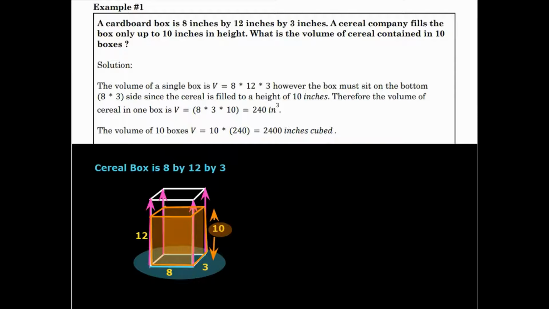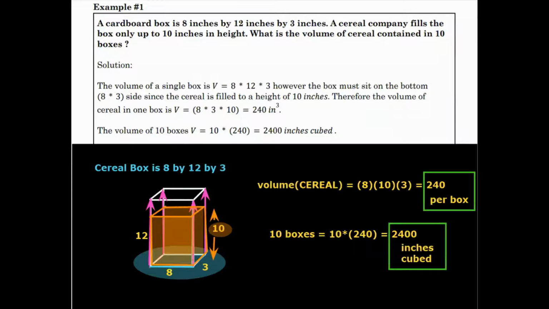They fill it up to, say, that orange line there, which is a height of 10. The rest of the box is just empty space, packing space. So the volume of cereal that's present in that box that you buy, that's 8 by 12 by 3, is really 8 by 10 by 3, or 240 inches cubed per box. Since we have an order here for 10 cereal boxes, multiply that by 10, and the total volume is 2,400 cubic inches of cereal.